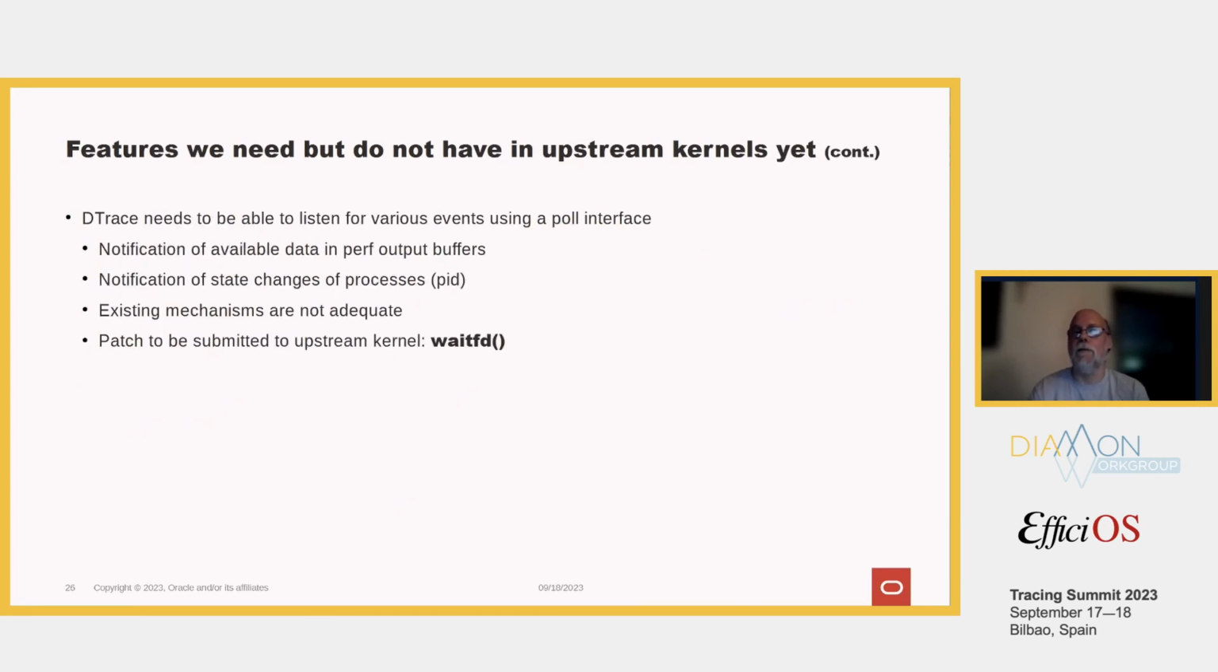And then finally, there's a little component where we found that being able to use a poll interface to both look for data that is being collected and state changes of processes and things like that, the existing mechanism in the kernel is not adequate for that. And so another patch that is to be submitted for the upstream kernel implements waitfd that would make this possible for us. So that's an overview of what we've been working on and the challenges we've been looking into.